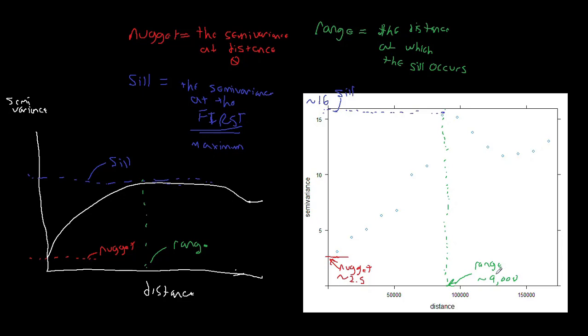So hopefully that makes sense. We have the sill, which is the first maximum semivariance. We have the nugget, which is the semivariance at distance 0. And then we have the range, which is the distance at which the sill occurs. And these three terms are going to be very important when we talk about theoretical semivariograms, which are going to play a big role in kriging.